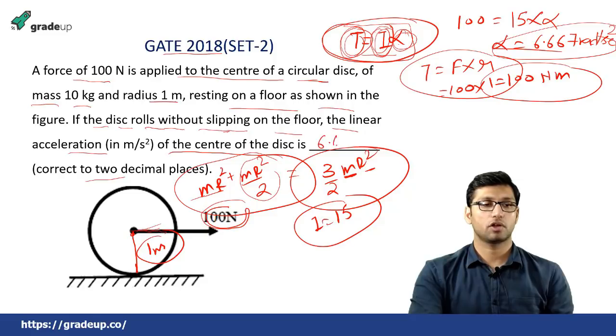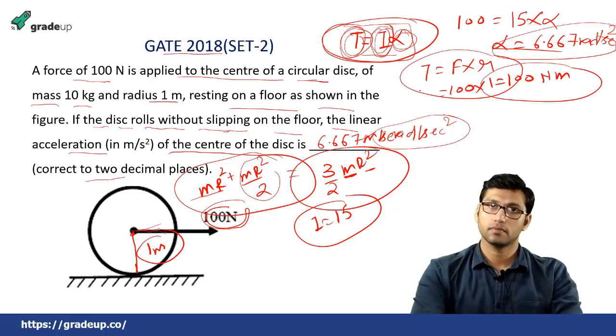So the value of acceleration is equal to 6.667 radian per second square. Is it clear to you?